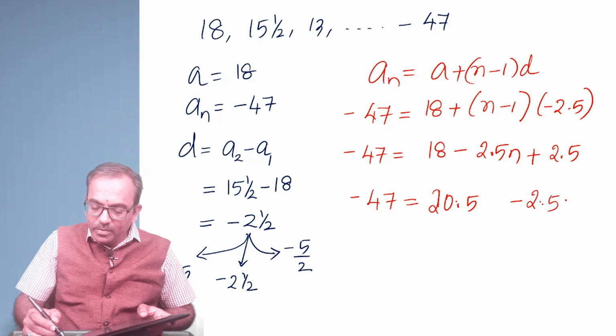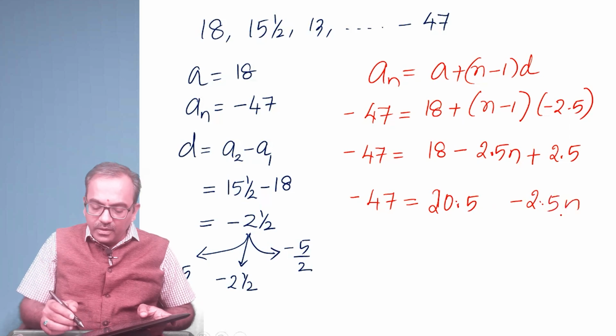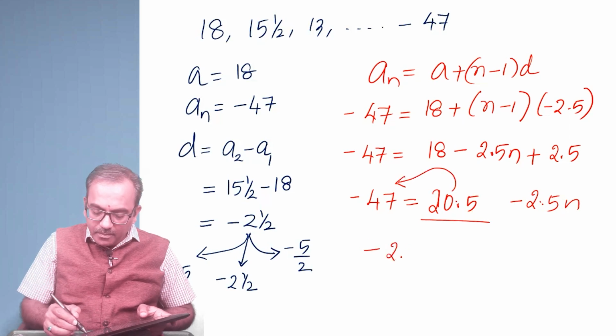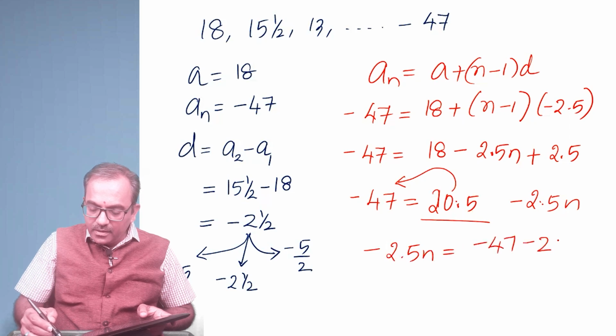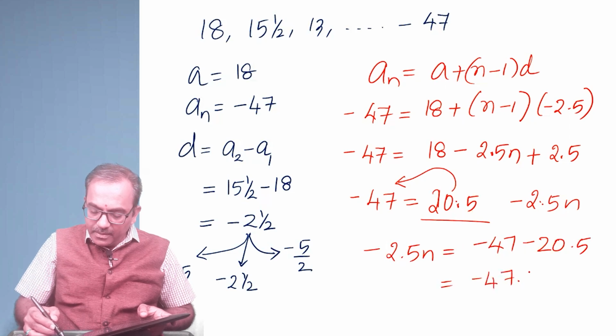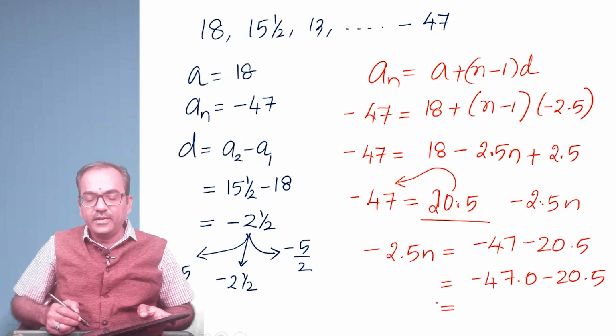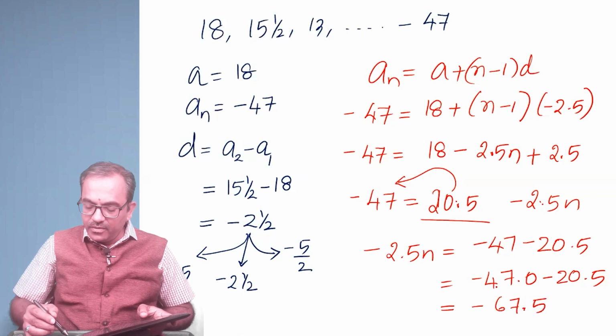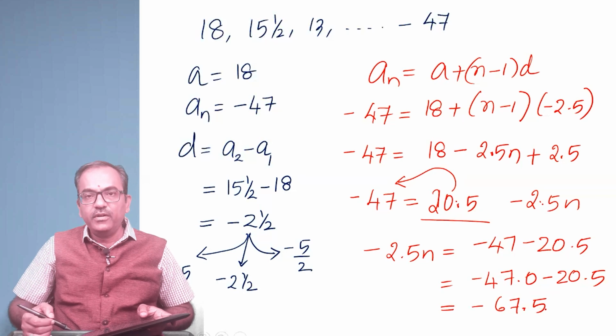Now shift this to this side. What do we get? Minus 2.5n is equal to minus 47 minus 20.5. So it is minus 47.0 minus 20.5. What do you get? This is minus 67.5, since 47.0 plus 20.5 is 67.5.